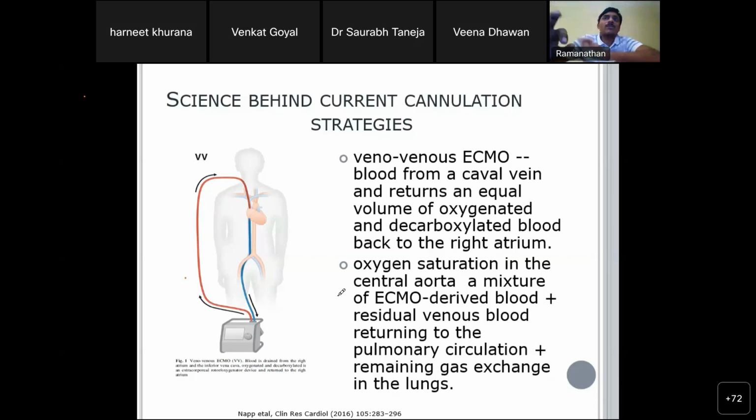Veno-venous ECMO essentially removes blood from the venous system and pumps blood back into the right atrium. The oxygen saturation that eventually reaches the left side of the heart would be a mixture of ECMO-derived blood plus blood that goes through the lungs, which gets shunted across the lungs if the lungs are bad, or, if the lungs take part in gas exchange to a certain extent, some of the oxygenation happens in that process.